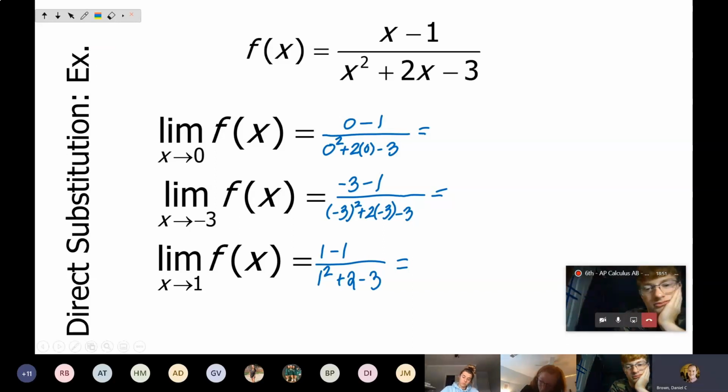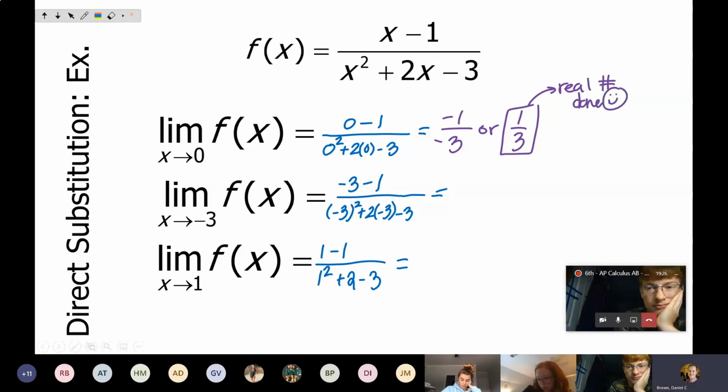And so we can do direct substitution. When I plug in 0 into f of x, I end up with 0 minus 1, which gives me -1, over 0 plus 0 minus 3, which is -3, which we can, of course, reduce to 1/3. This is a type of example you will like to get. When you have a real number answer, whether it's positive, negative, or the number 0, if you get a real number answer, you are done, and that is the answer to your limit. So this one, you plug in 0 into the function, you get out 1/3.